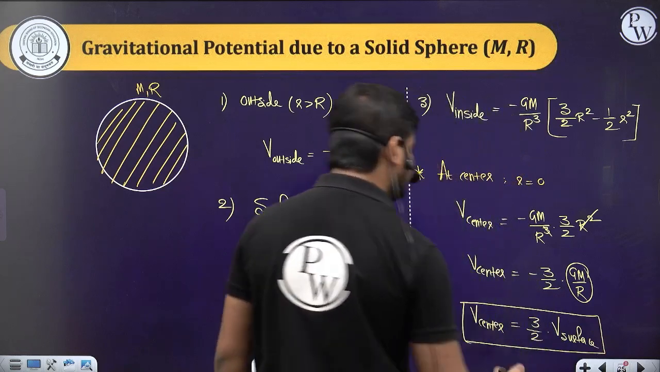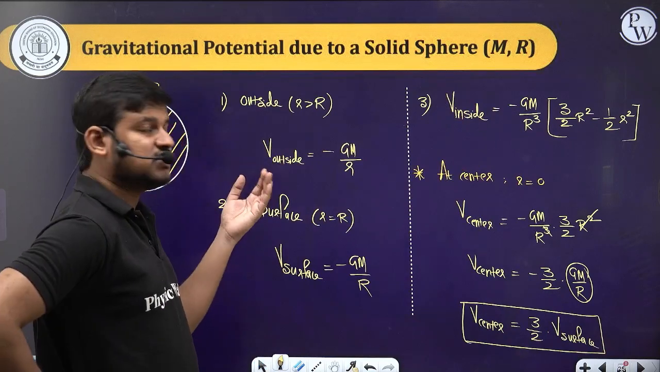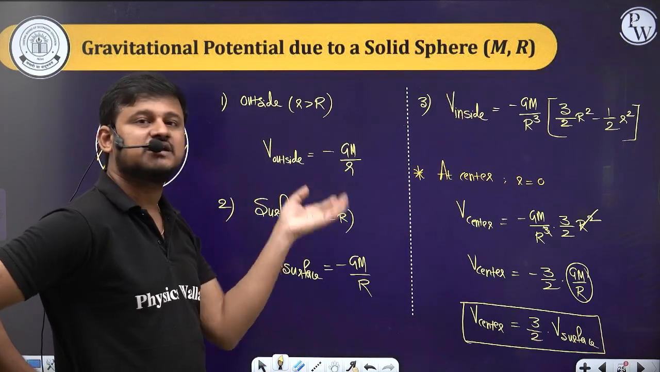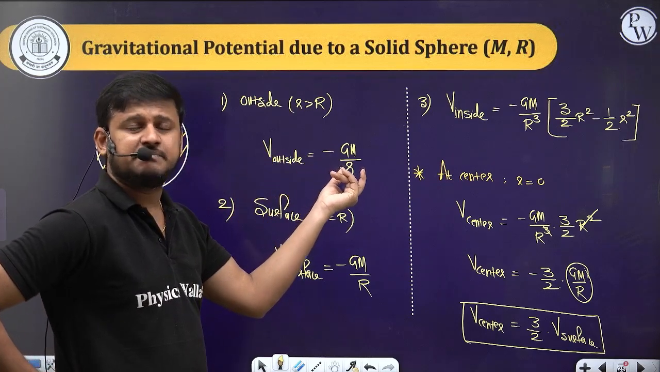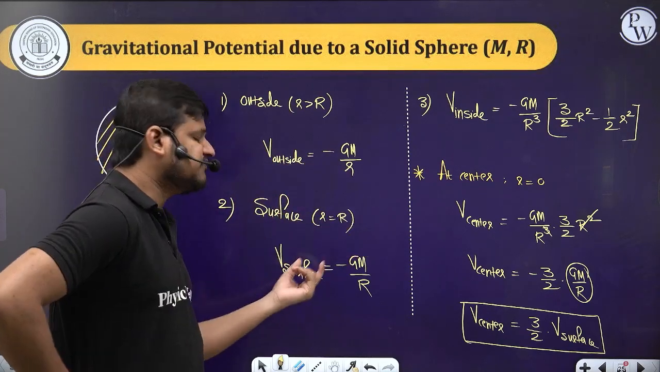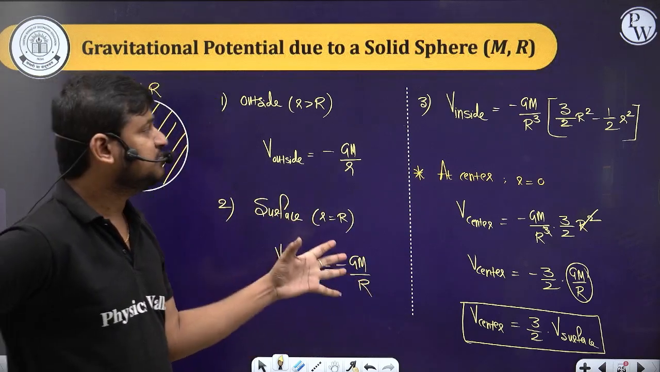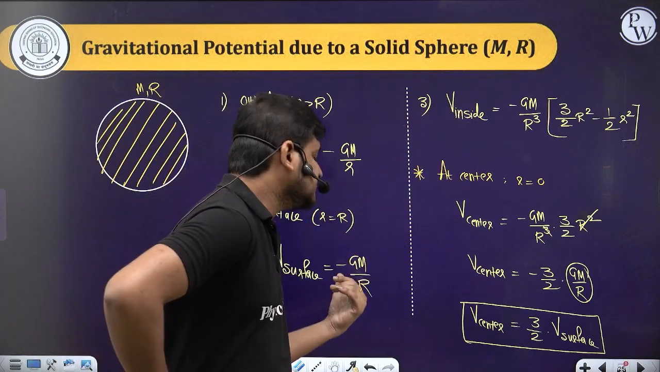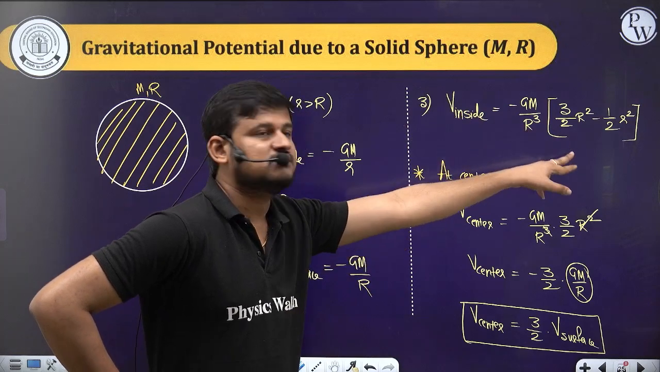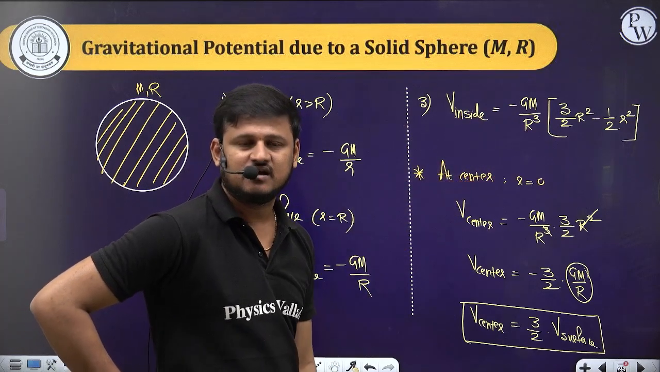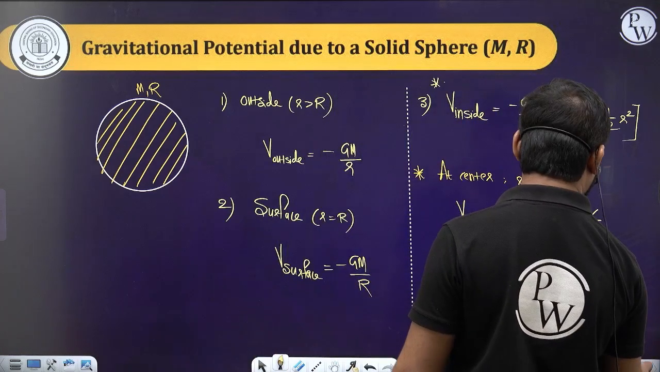So for the solid sphere, inside it there will be a varying gravitational potential, but for the hollow sphere, inside it is going to be the same as on the surface. That's the only difference. Outside it is minus GM by R for both the cases, and on the surface it is the same for both the cases, minus GM by R. But for a hollow sphere, the V inside is the same as the surface, but for a solid sphere, the V inside is this formula. Done? Clear? Chalo. Good.